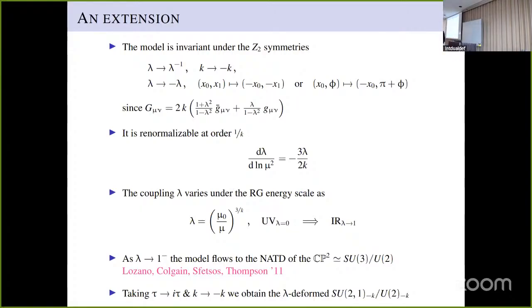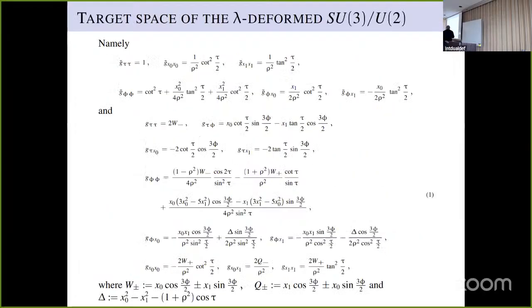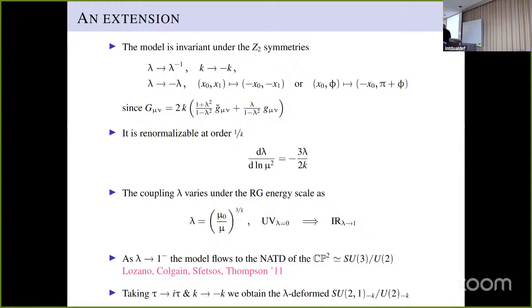The model that we presented is invariant under this kind of symmetries: lambda goes to lambda inverse and k goes to minus k. This is quite easy to see just by this rewriting. On top of that, there is an additional symmetry, another Z2, lambda goes to minus lambda, and this kind of change for x0 and x1. And this is normalizable at order 1 over k.